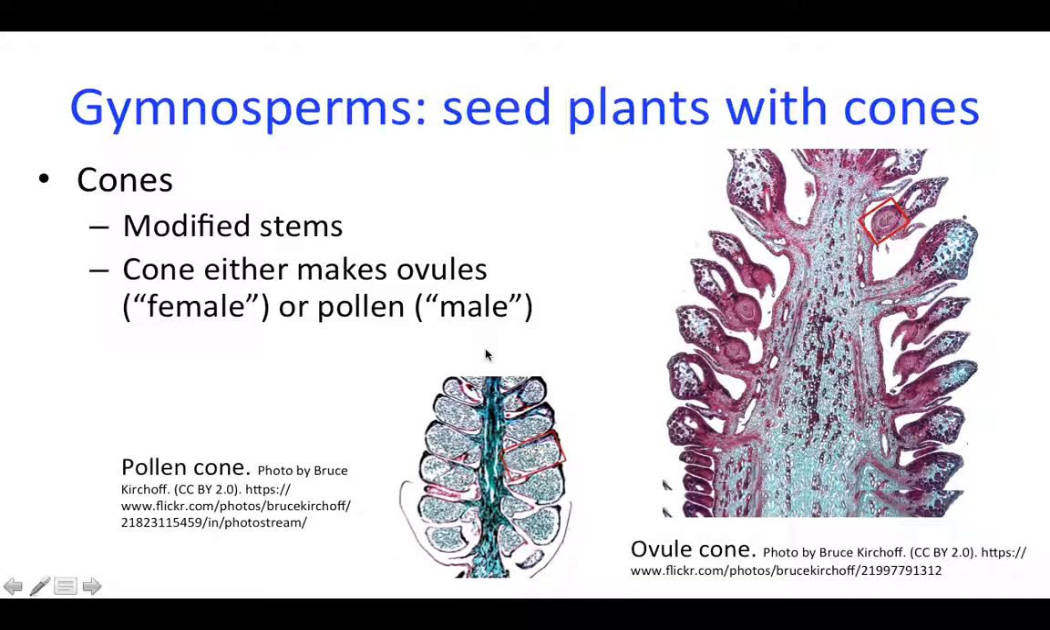Let's look over here on the left now at the pollen cone. The pollen cone also is a modified stem. You can see the central stem axis, and coming off of that are these sacs. And these sacs are going to contain cells that go through meiosis and make pollen.